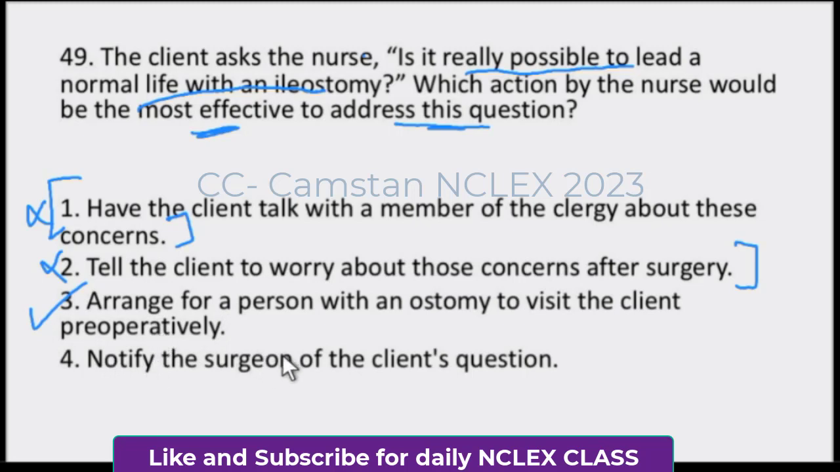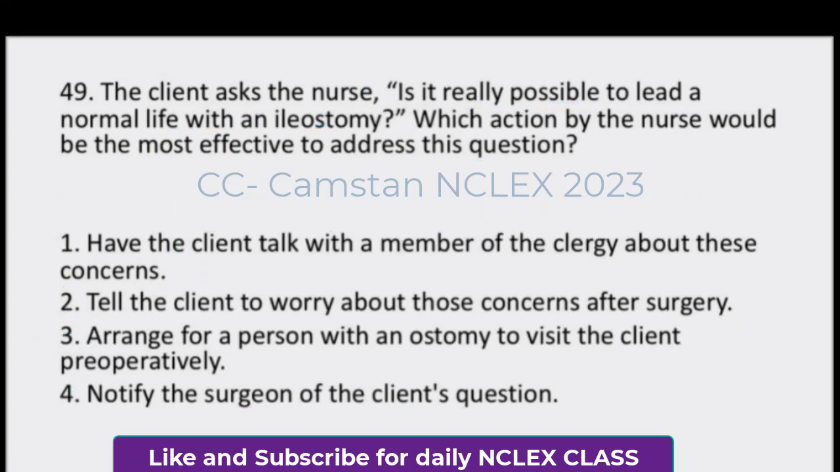Next is notify the surgeon of the client's question. Well, it is helpful, but there is nothing that the surgeon can do, right? And it will not help the client with his concerns. So this option is also not right. So the correct option is the third one, right? Let's move on to the next part.